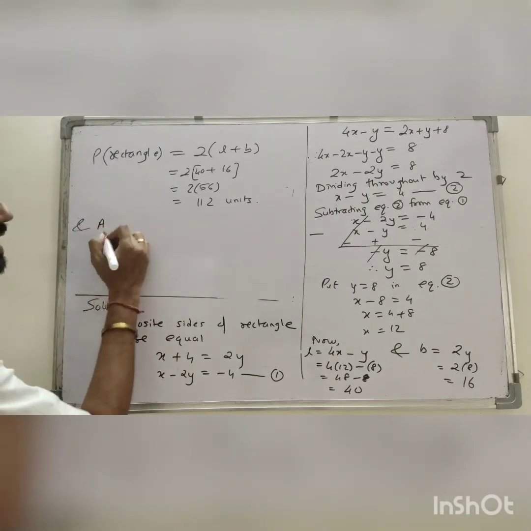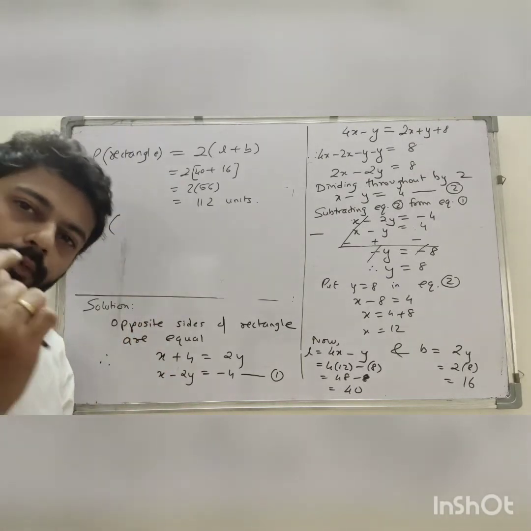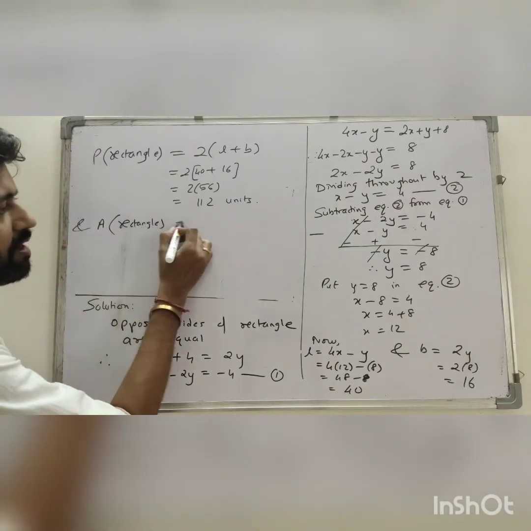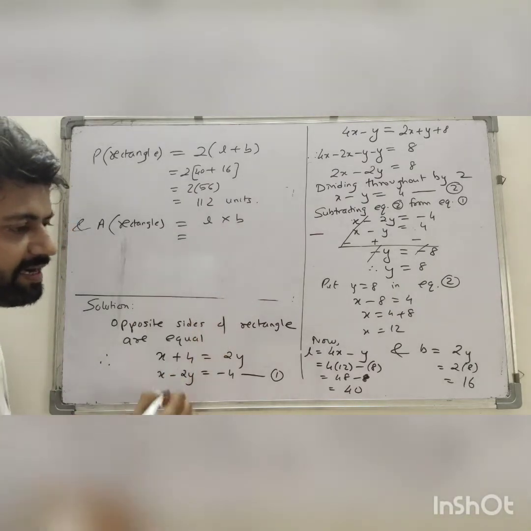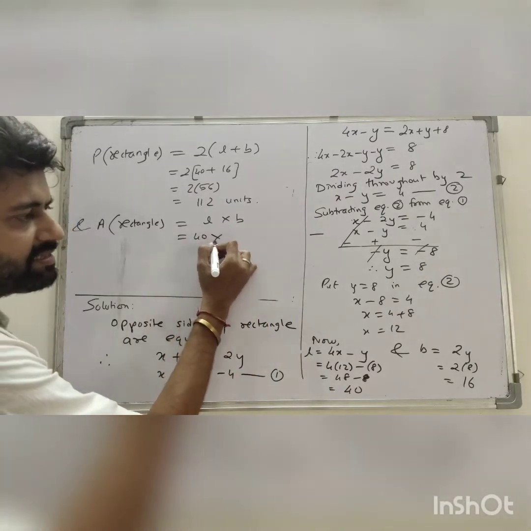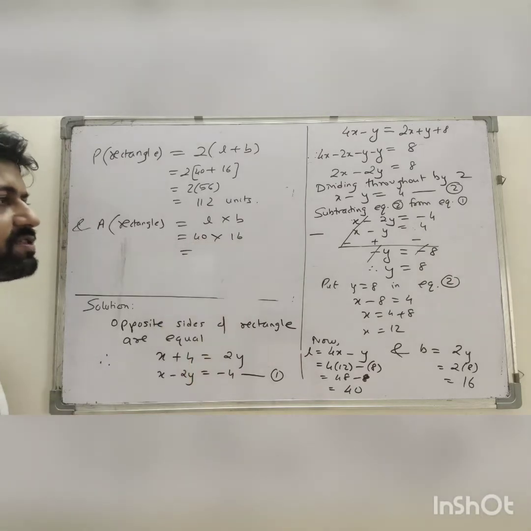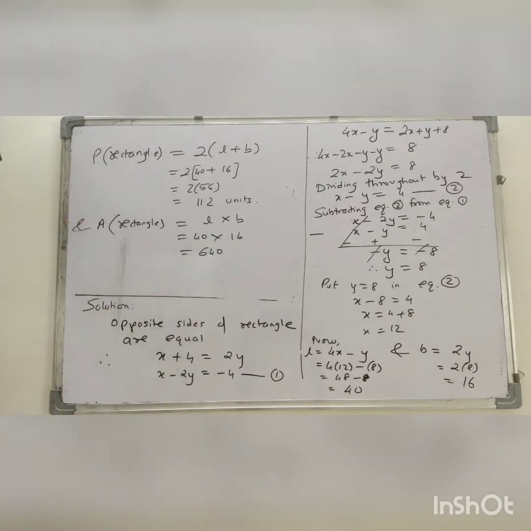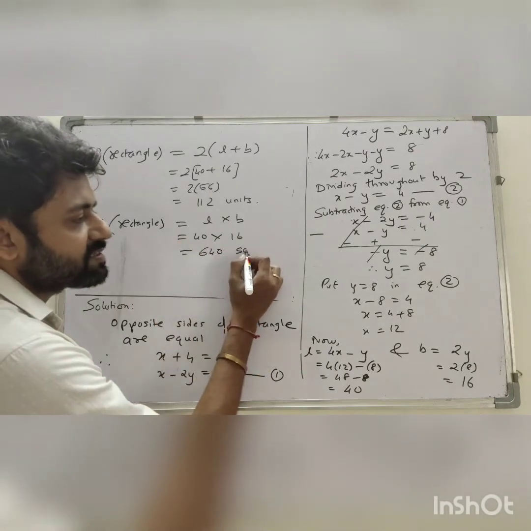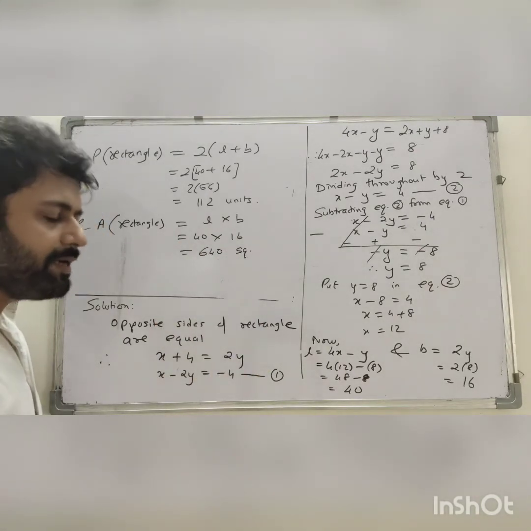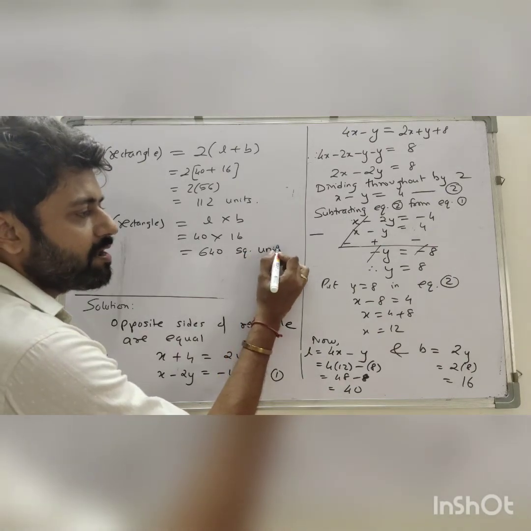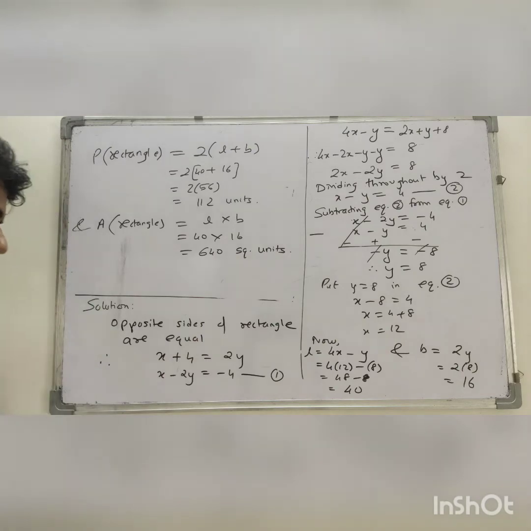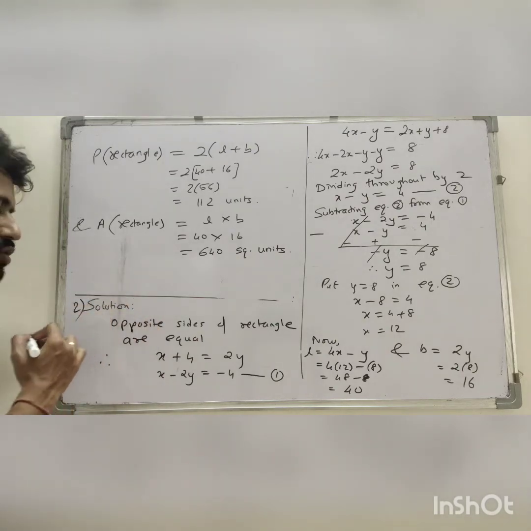And area of rectangle, bracket का मतलब of, area of rectangle is equal to length into breadth. We found length 40 and breadth 16. 16 4s are 64. 640 is the answer of area. Area is always square. Square centimeter, square meter. In this case, square units. And this is how we complete the solution of sum number 2.